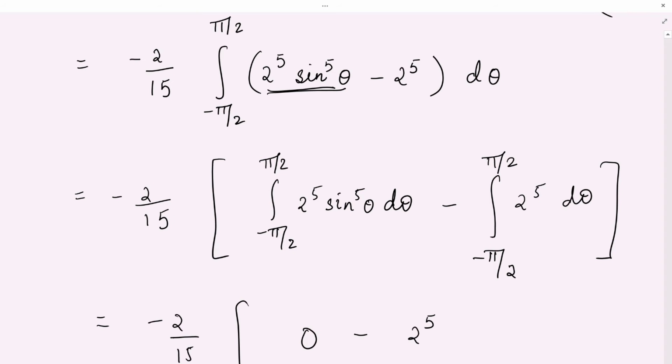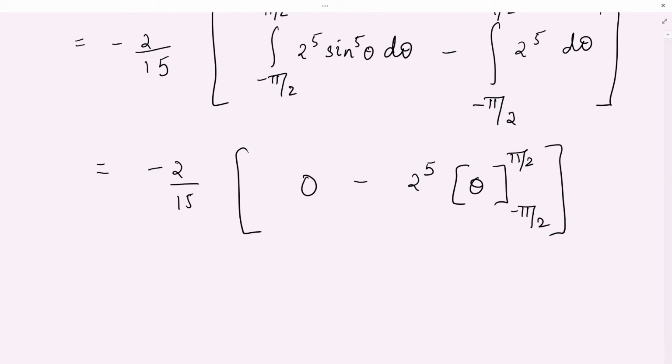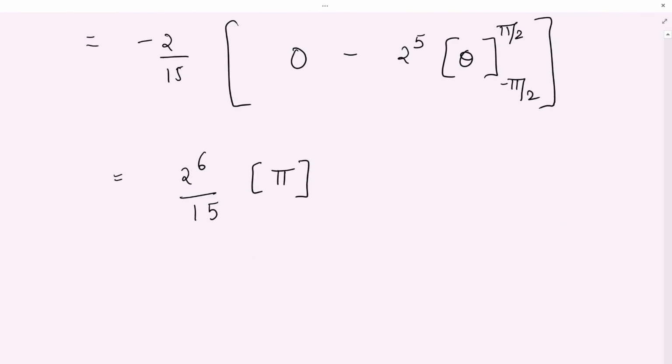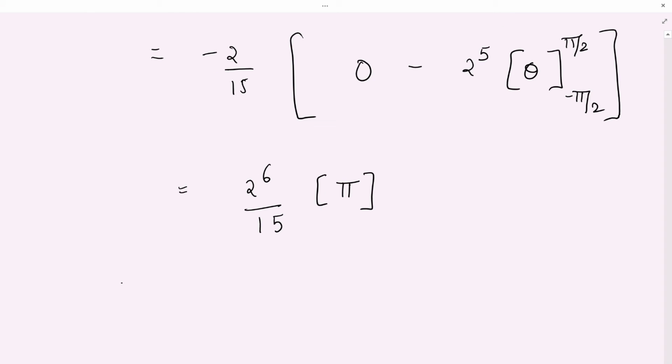This will be 2 raised to 5, minus pi by 2 to pi by 2. After I substitute the limits and simplify, this 2 and 2 raised to 5 will come outside, 2 raised to 6 upon 15. And here you are getting pi. So my final answer of integration is 64 pi by 15.